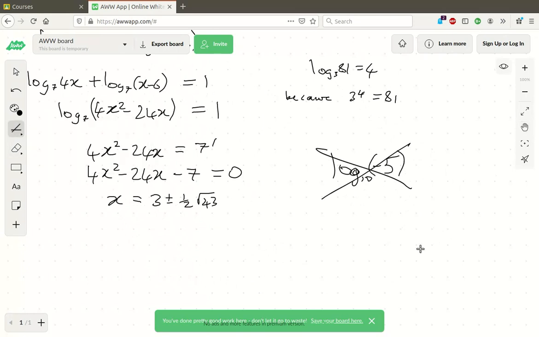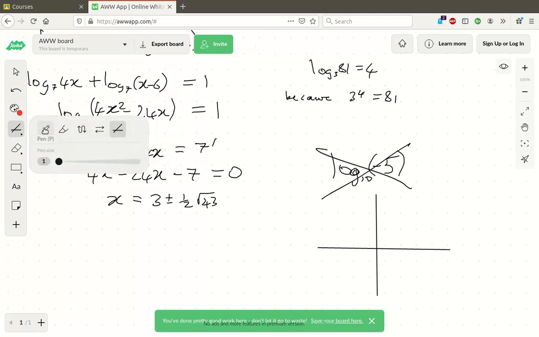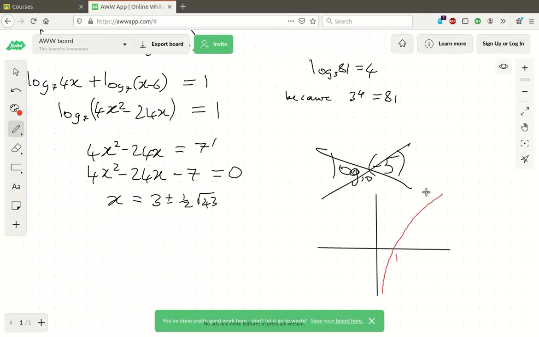Think of the log graph. I'm doing this in another video actually, but it looks something like this. You're not allowed to take logarithms of negative values. It doesn't really make much sense, particularly if you've got something like log base 2 of minus 4. What do you need to put 2 to the power of to get negative 4? Well, it's impossible. You can't put 2 to the power of anything to get negative 4. And so we don't allow negative numbers in there.